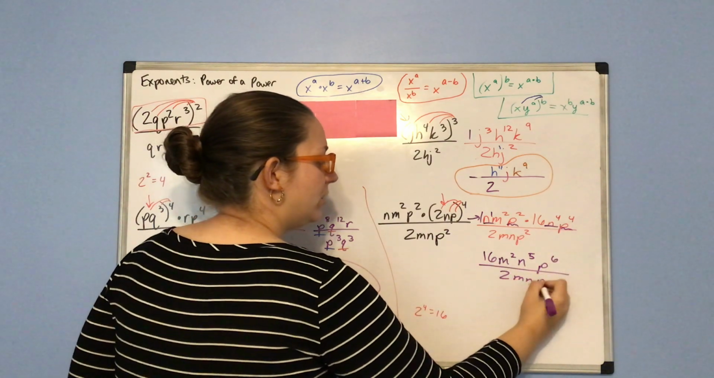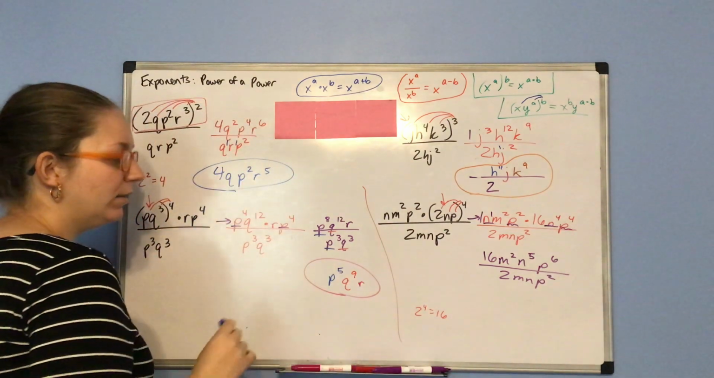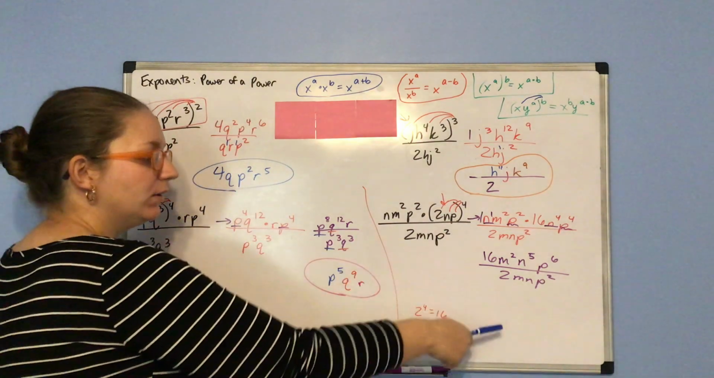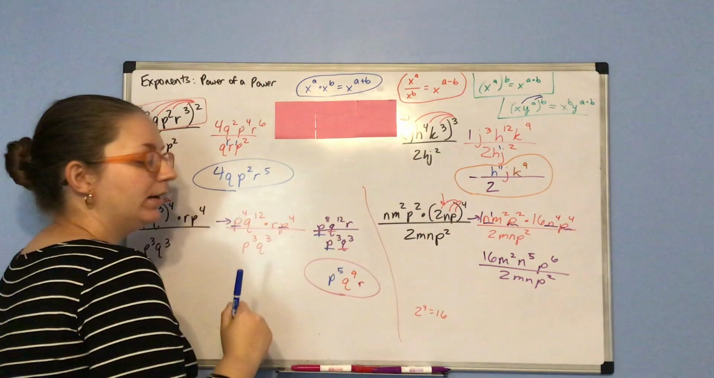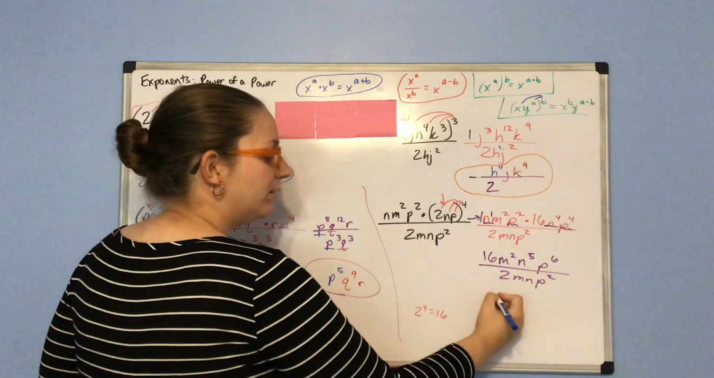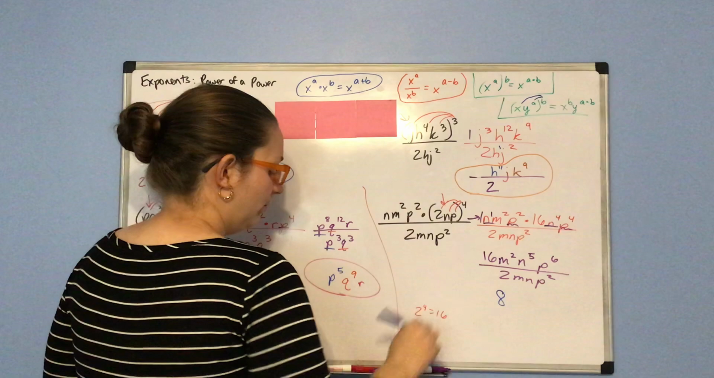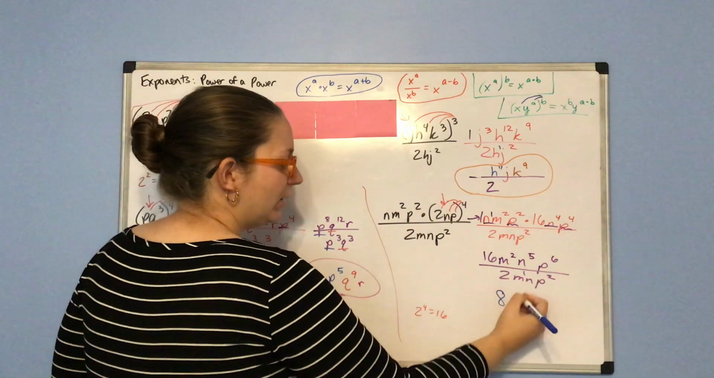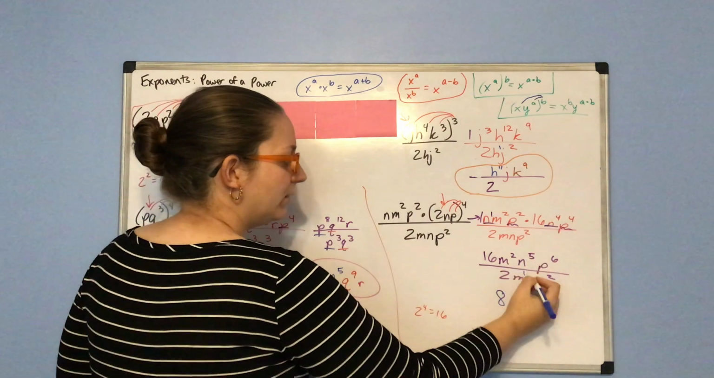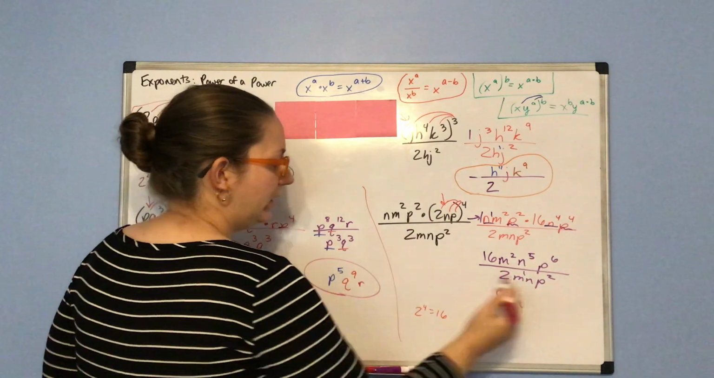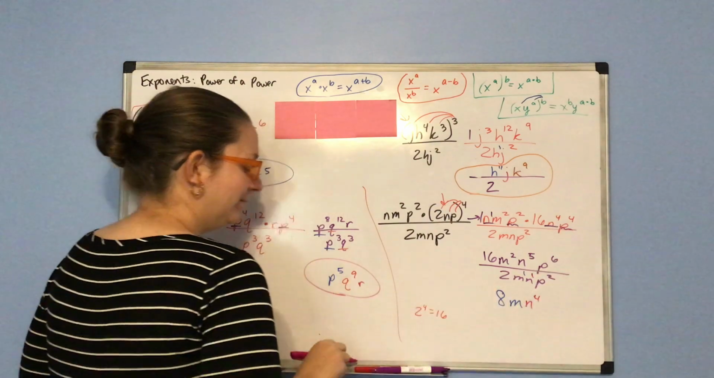Denominator still hasn't changed, so I'm just going to keep writing that down. And now let's deal with our final answer. It's all division, so remember for division we're dividing our coefficients, subtracting our exponents. 16 divided by 2 is 8. M to the 2 minus 1 is going to be just m to the 1 or m. N's, n to the 5 minus 1 gives me n to the 4th.